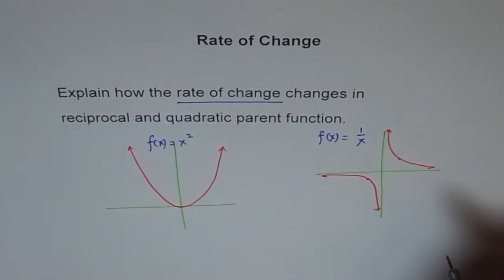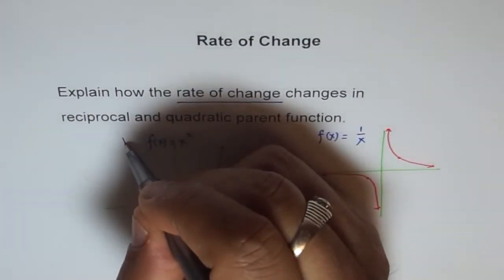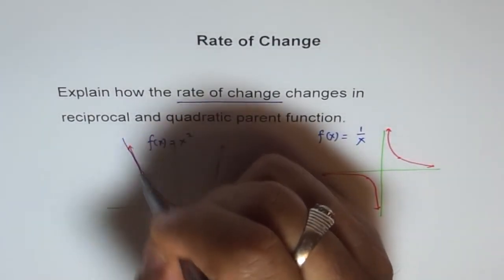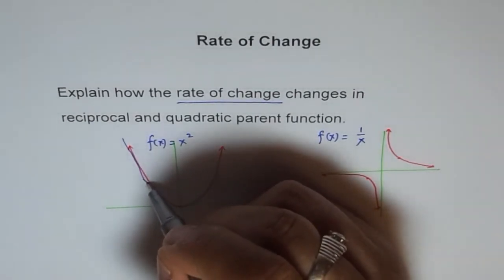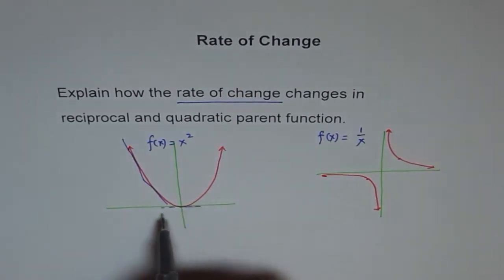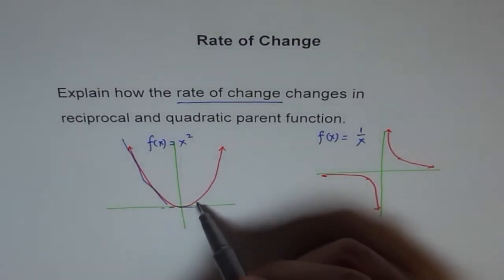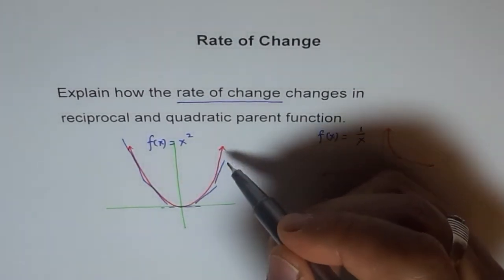So let me just draw some tangents for you. Let's say at this point here, we'll draw one tangent like this, right? So this is a tangent here, right? And if I want to draw a tangent here, then it will be kind of like this, and if I want to draw here, it will be kind of like this, right? On this side, it will be like this, and then like this, right?